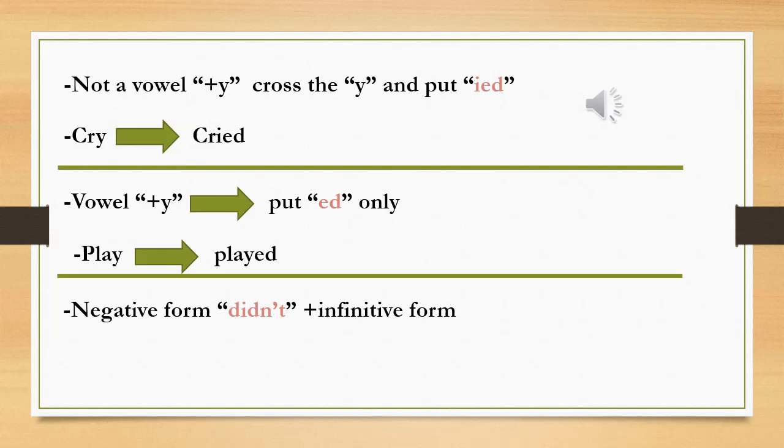Okay. The negative form in the past simple tense, we use didn't or did not. Like I played football, I didn't play football.